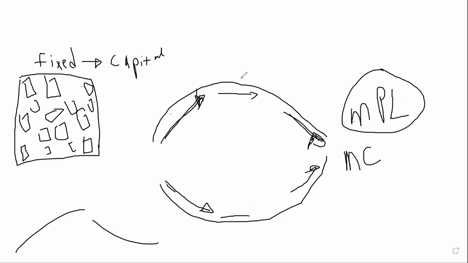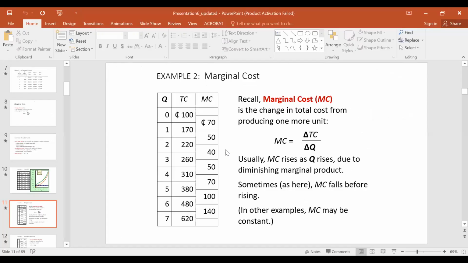Okay, so I'm going to go back to the slide. That's what they mean by marginal cost initially falls and begins to rise. Okay, so here we are. This is the meaning of this, that usually marginal cost rises as you produce more, due to diminishing marginal product. Sometimes marginal cost falls before rising. So our MC is going to look U-shaped.